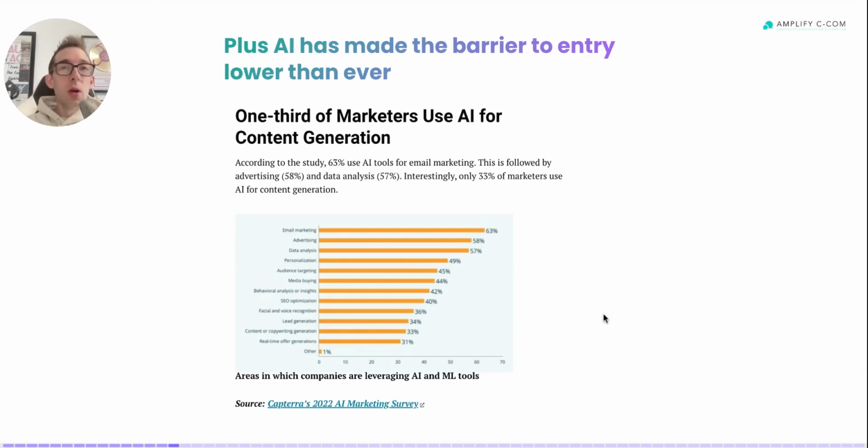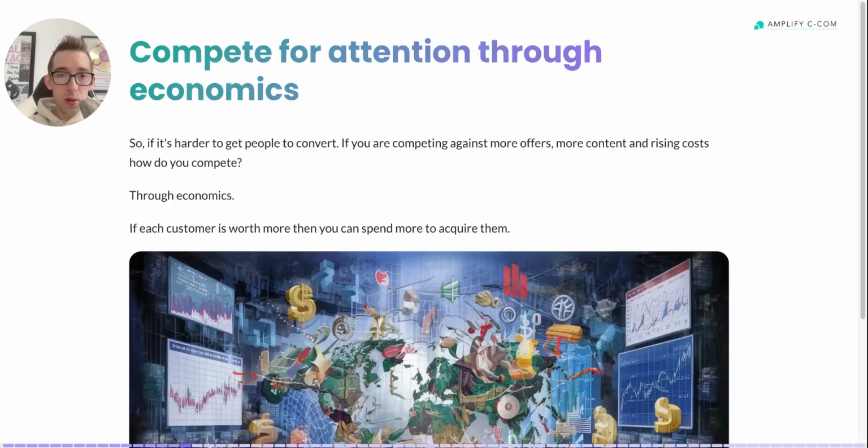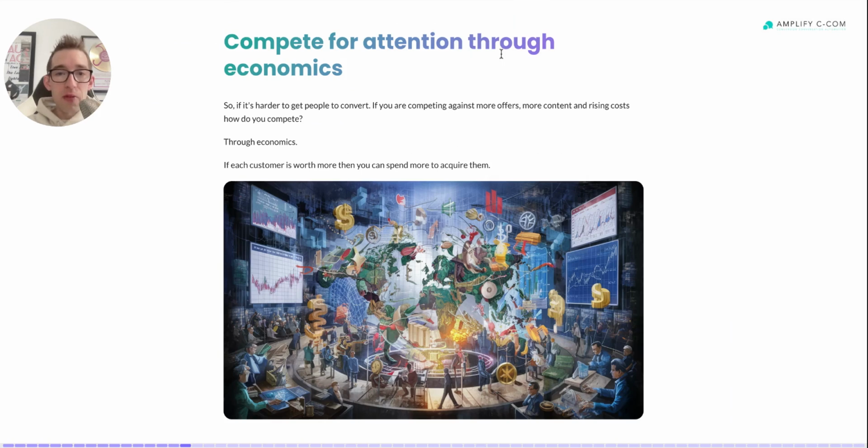We're going to see them creating an offer in 24 hours, right? And putting things out there. So there's going to be more offers in the marketplace than there has ever been. So if you're competing with all these offers, yeah, they might not be as good as yours, but you're still competing for those eyeballs. So if you're not getting enough per customer that comes through, you're just going to lose, right? So we compete for attention through economics.